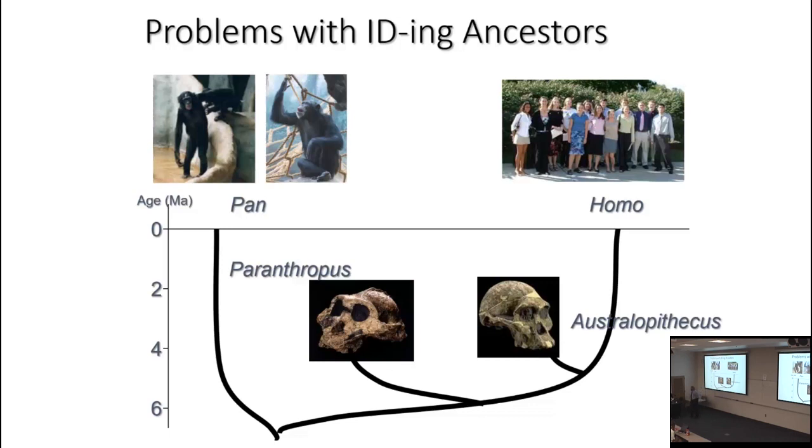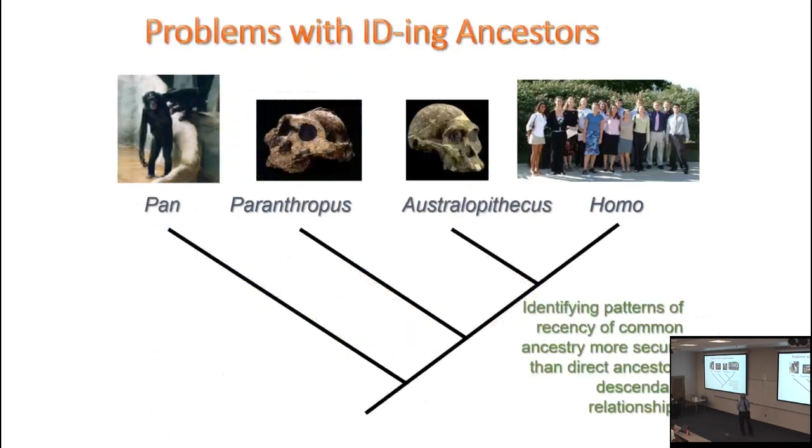So how do we demonstrate that? We know the fossil record is sparse. We know that the vast majority of species do not wind up in the fossil record. So how do we deal with that? Well, we stop obsessing with direct ancestry, and we start thinking about the pattern of evolution, and specifically, patterns of recency of shared common ancestry. That's something we can be more secure about.